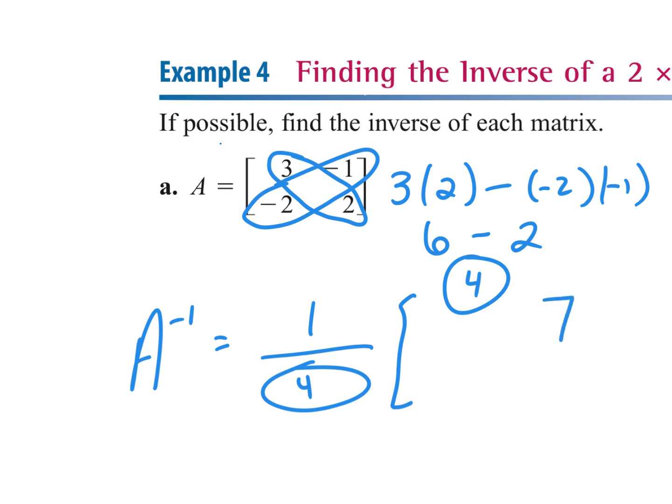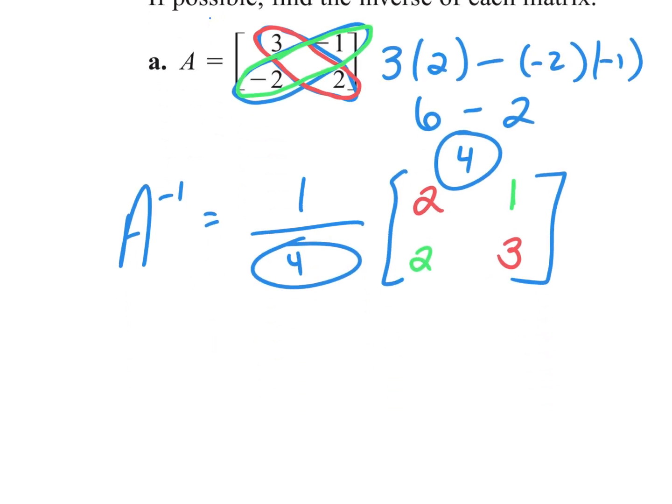And now to find the inverse, we switch the places of the major. So 3 and 2 are going to switch spots. 2 goes there, 3 goes there. And then you're going to negate. You're going to change the signs here. So this becomes positive 2 and positive 1. And now we take 1/4 and we're going to distribute. So I have the inverse of A is negative 2 times 1/4 is going to give me negative 2 over 4, so negative 1/2. 1/4 times 1 is going to give me 1/4. 1/4 times 2 is going to give me positive 1/2. And 1/4 times 3 is going to give me 3 over 4.